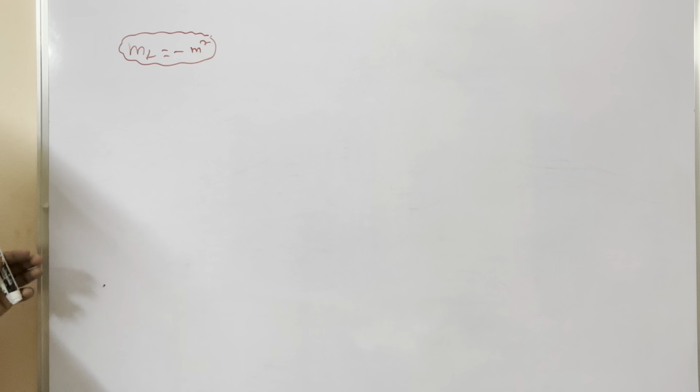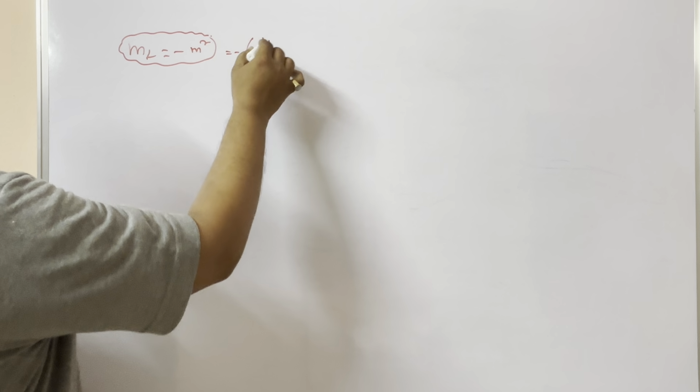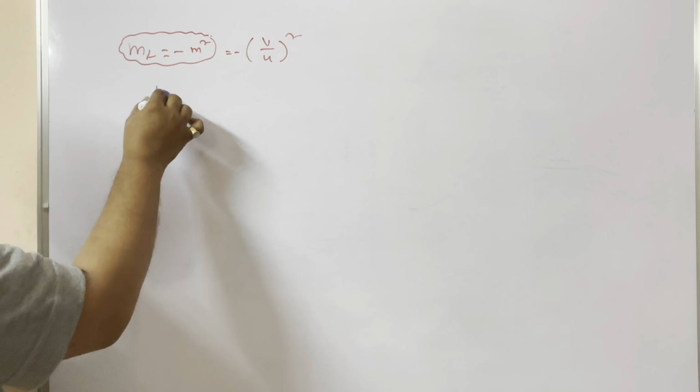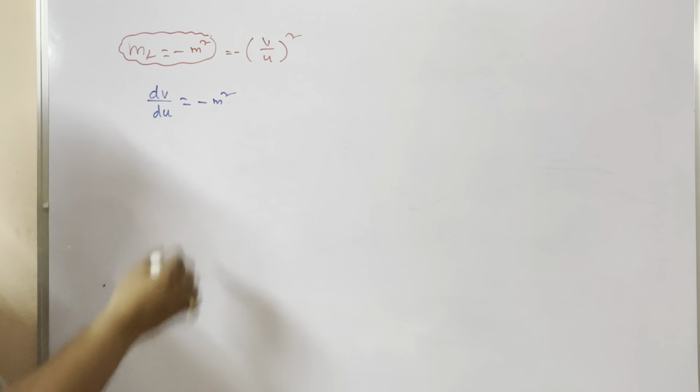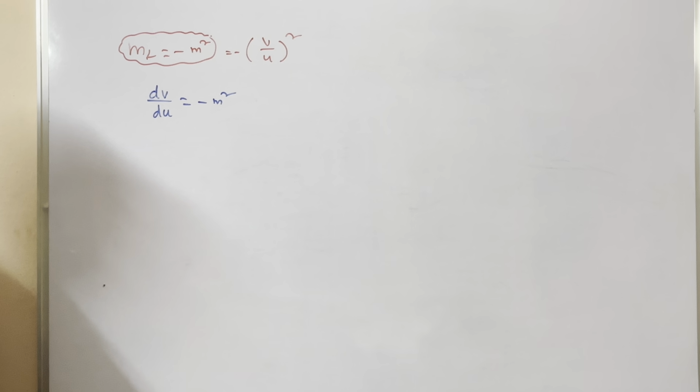Longitudinal magnification is equal to minus ms square. What is m here? Image distance by object distance. v is image distance, u is object distance. This ml we wrote, dv by du, is going to be equal to minus ms square. We will write this one at the end.